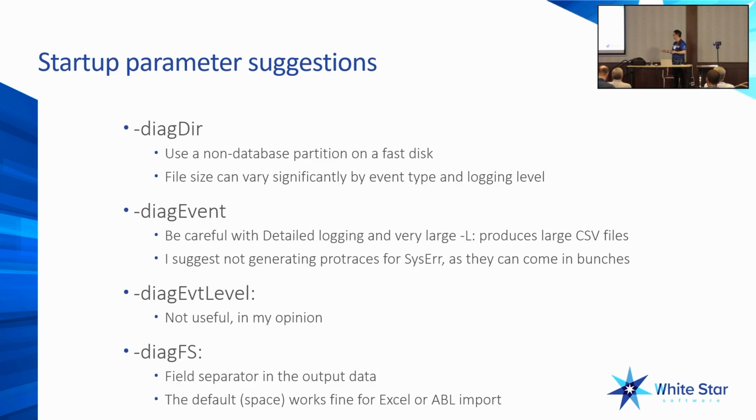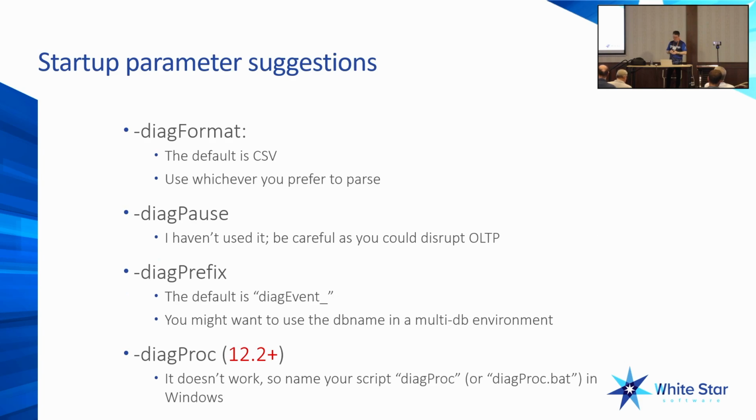The field separator I've already talked about. That's if you have CSV format, you can specify something other than space, but I find space works well. Diag format, I used CSV because that's what my little DBA brain knows how to parse. If you like to work with JSON data, then go for it. The difference there is that with CSV, you're going to get an individual flat file for each table that gets dumped. With the JSON, it's going to be integrated together.